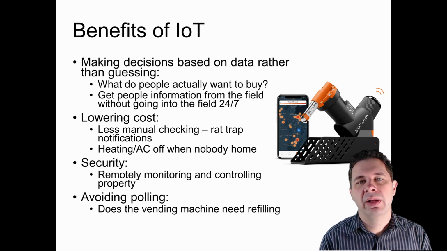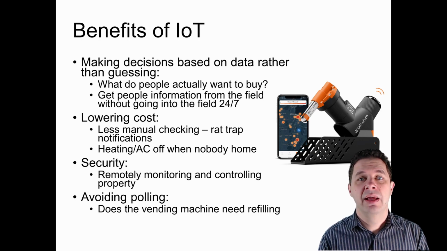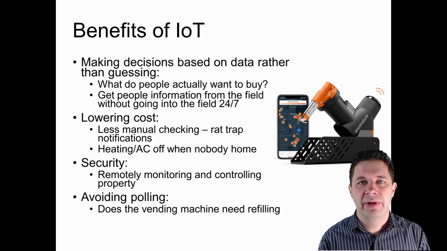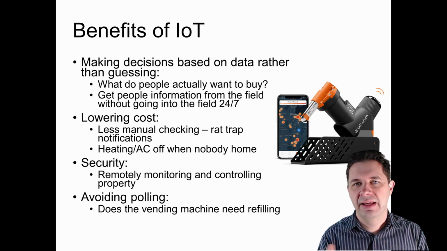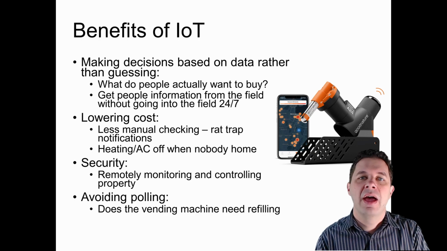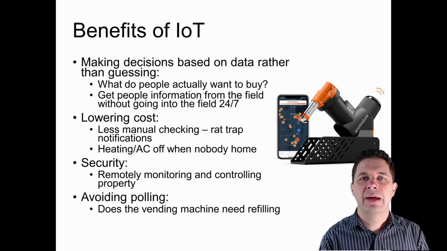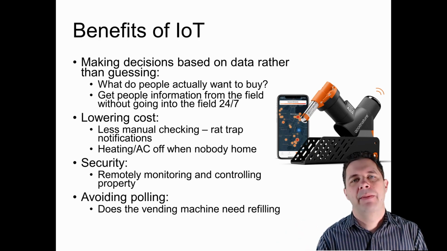And it avoids that polling. For example, in a vending machine, rather than sending someone out every 3 days to check, is there Coca-Cola and is there Fanta and is there Lift and all those different drinks, you can have the vending machine report back saying, we're out of Coke, or we're out of chips, or we're out of whatever it happens to be.